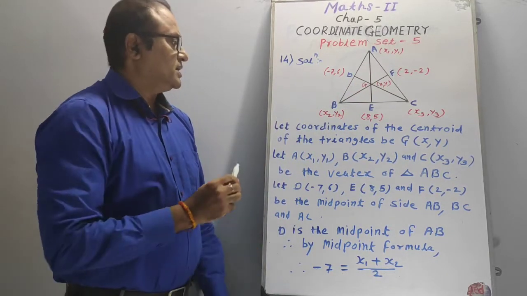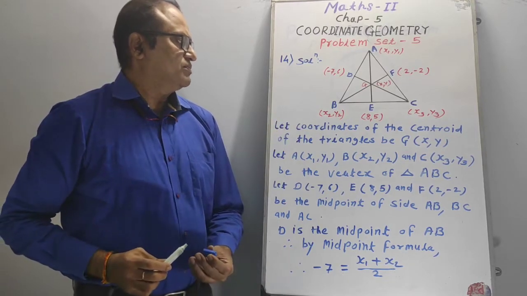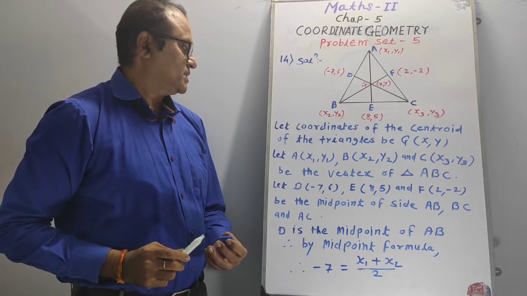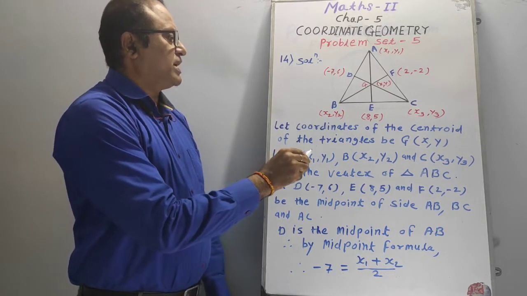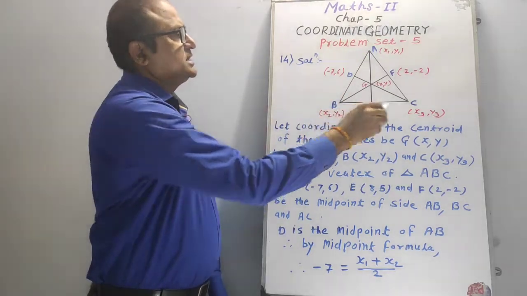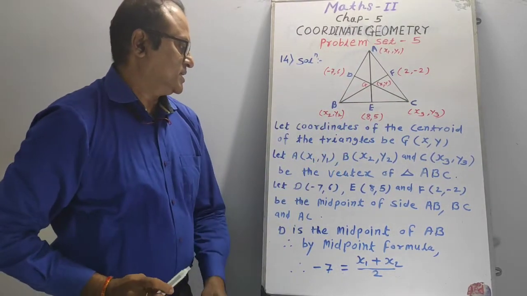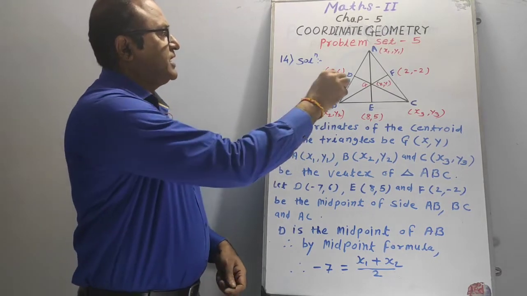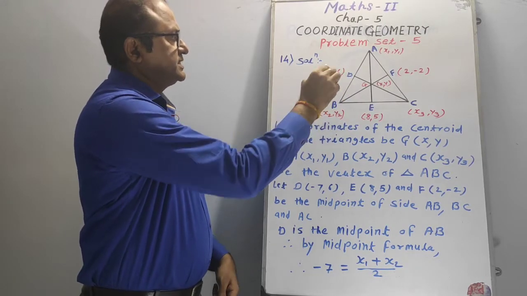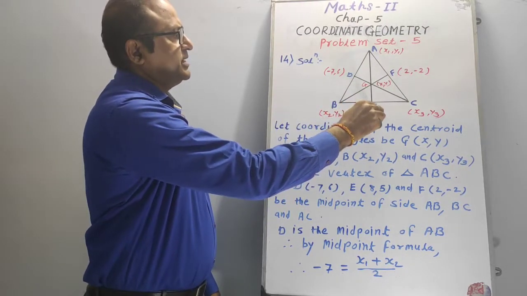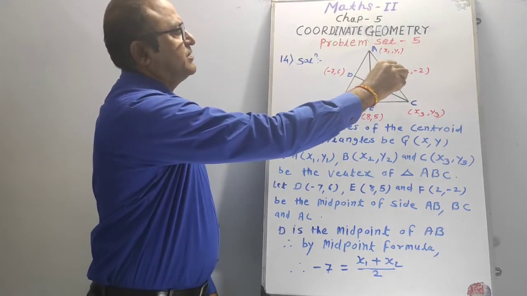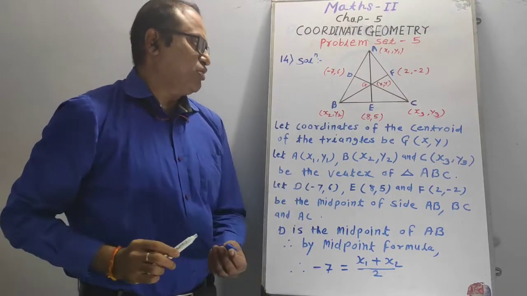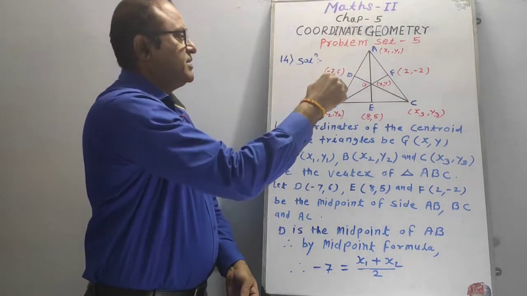Let the coordinates of the centroid of the triangle be G(x, y). Let A(x1, y1), B(x2, y2), C(x3, y3) be the vertices of the given triangle. Let the midpoints D(-7, 6), E(8, 5) and F(2, -2) be the midpoints of sides AB, BC and AC.